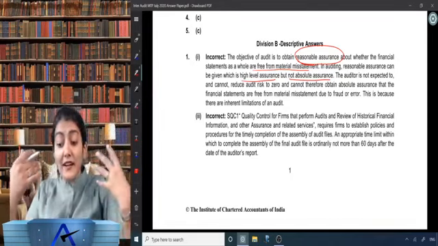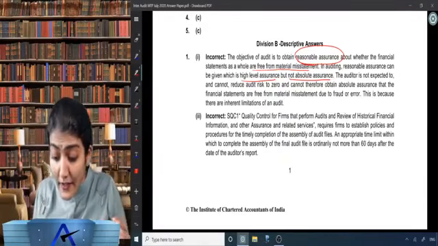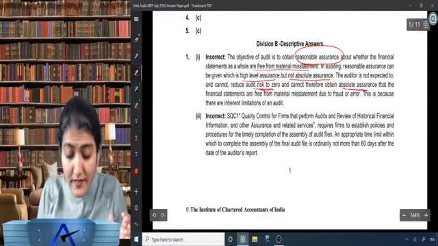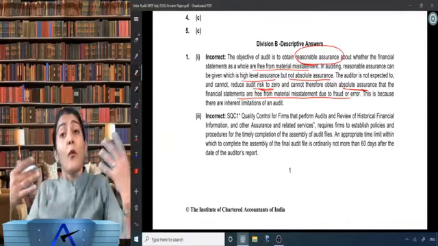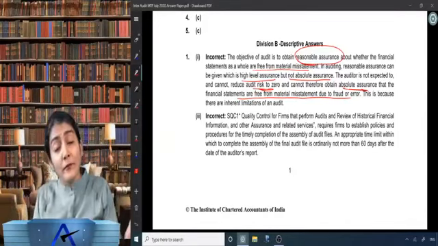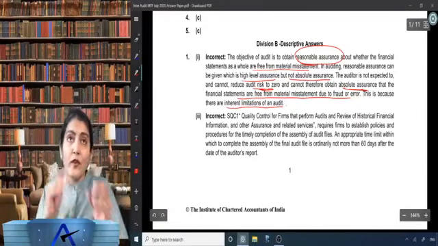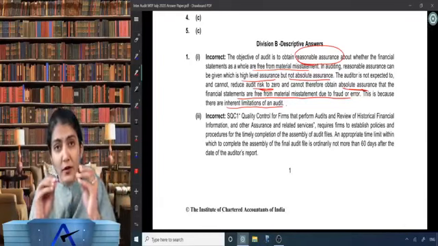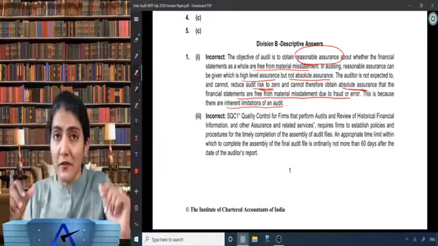Right, anyways, the auditor is not expected to and cannot reduce audit risk to zero and cannot therefore obtain absolute assurance that the financial statements are free from material misstatement, whether due to fraud or error. Why, auditor, you cannot reduce the risk to zero? Why you cannot give absolute assurance that the financial statements are free from material misstatement? It says this is because of the inherent limitations of an audit. It's like a short story they've written over there, and because it is a short story, they've not written that the evidence obtained is persuasive rather than conclusive in nature.